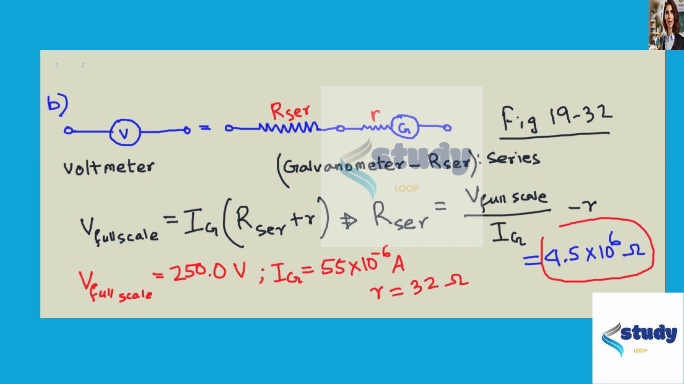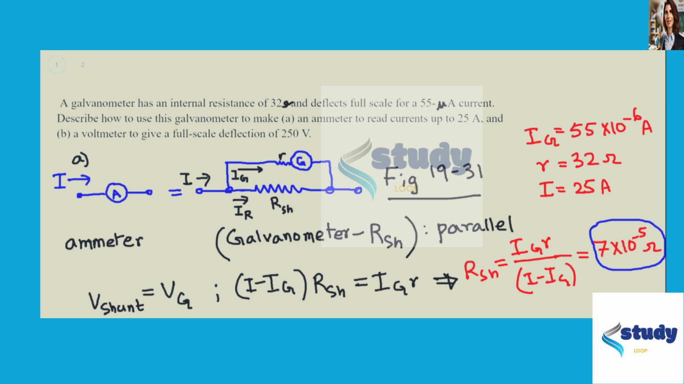So as we see that to make a voltmeter out of a galvanometer, we really need high resistance, and that should be connected in series. And for ammeter, we really need very low resistance, and that should be connected in parallel.